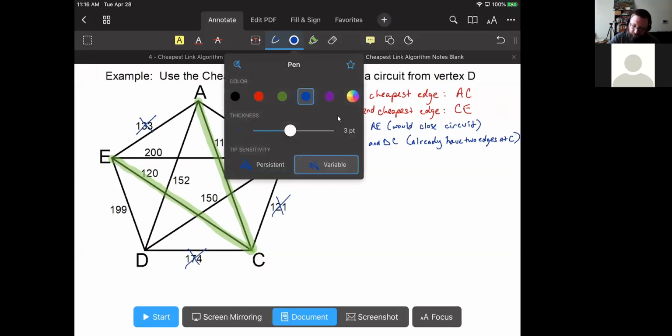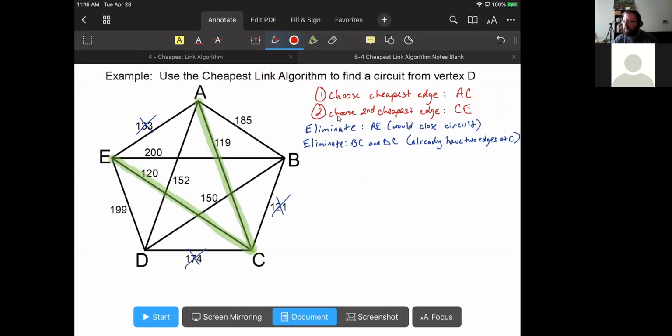So we go through our steps. We say, okay, are there any that would cause a circuit to form? Yes, those get eliminated. We already picked two edges from a single vertex? Yes, the rest of the edges at that vertex get eliminated. So AE, BC, and CD are not going to be selected for our answer, period. So we cross them out so that we cannot make that mistake.